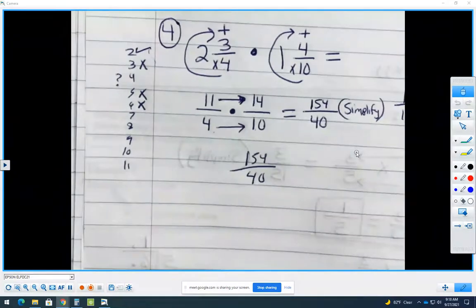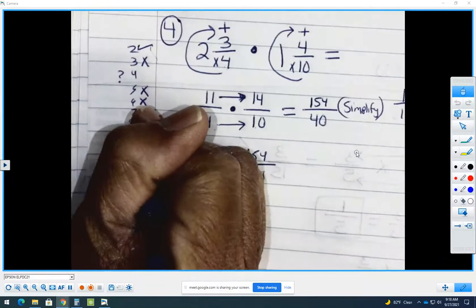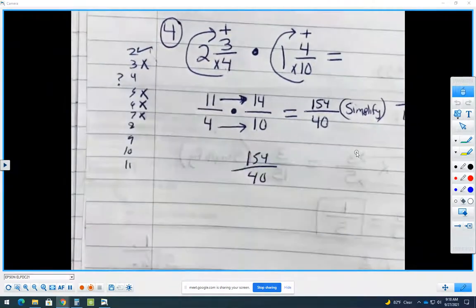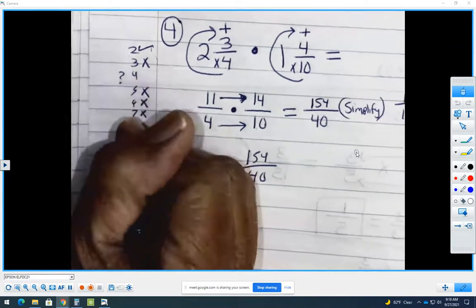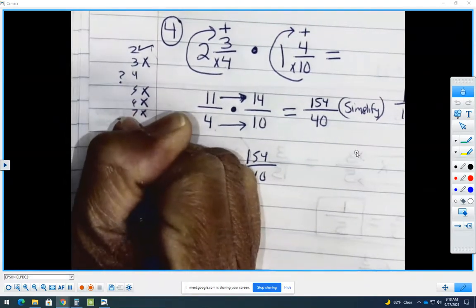Yeah. 7. Can 7 give you 40? No. Wait, 7 doesn't even have this simplified rule. 8, can 8 give you 40? Yes. But can 8 give you 154? We're not sure about 8. You see that 4 and 8? We're not really sure.